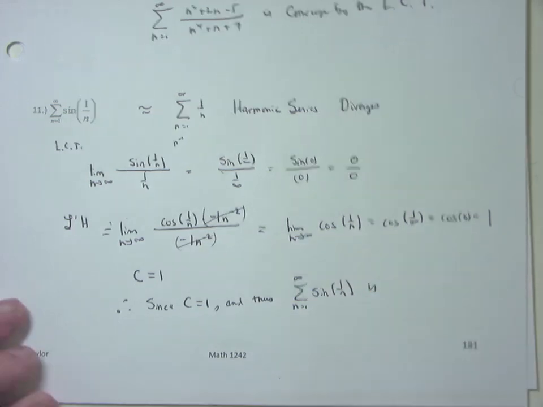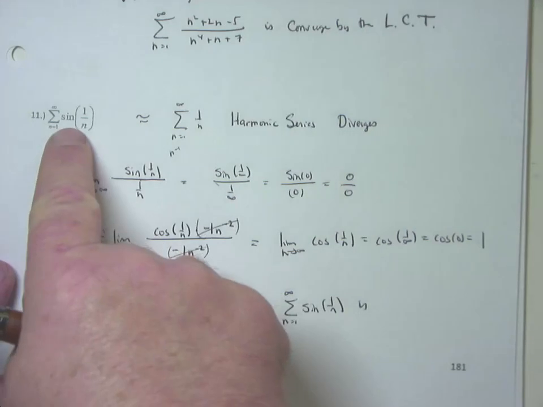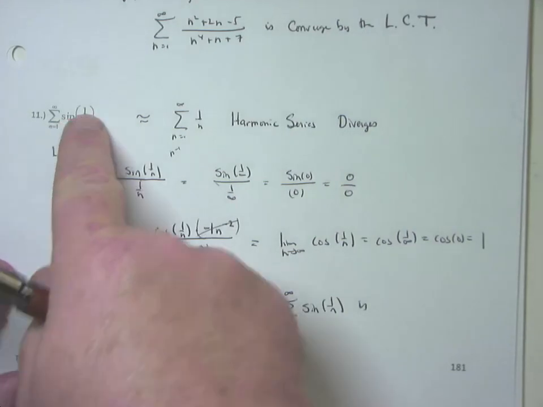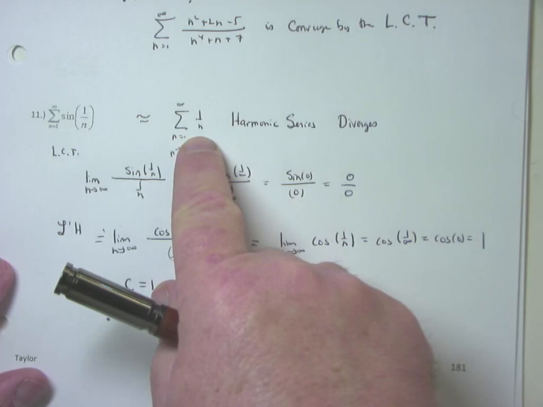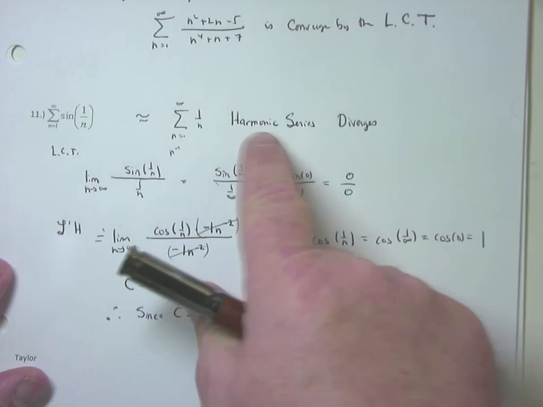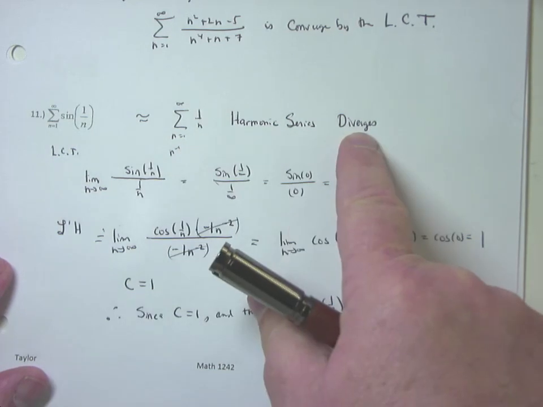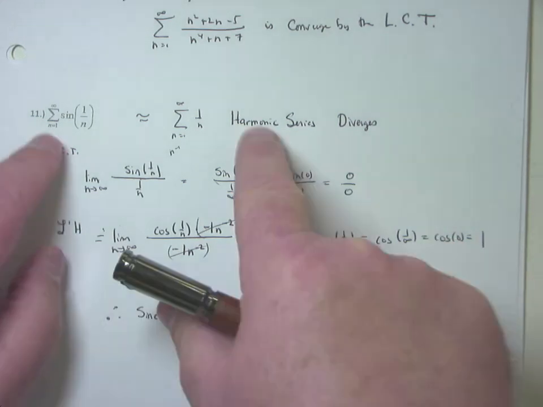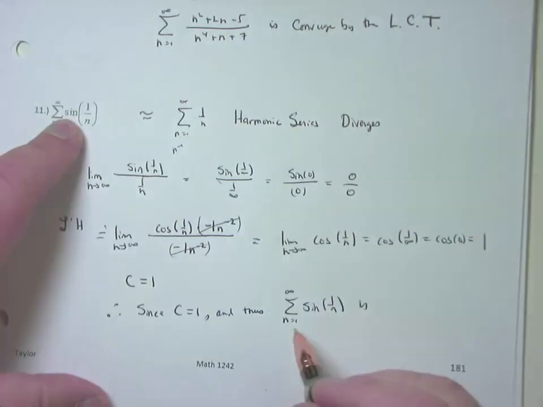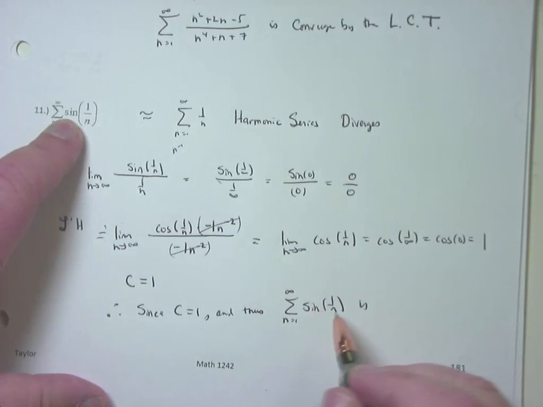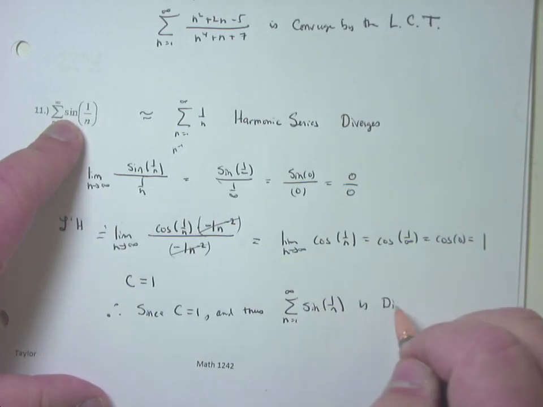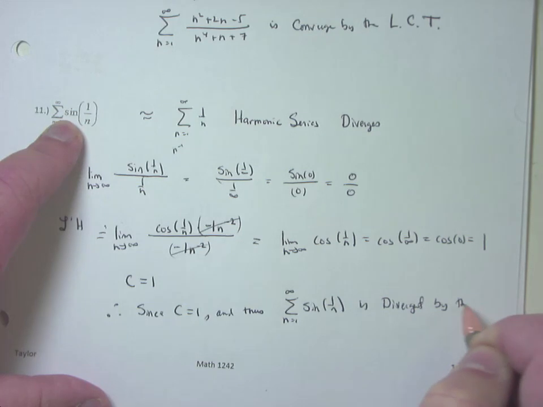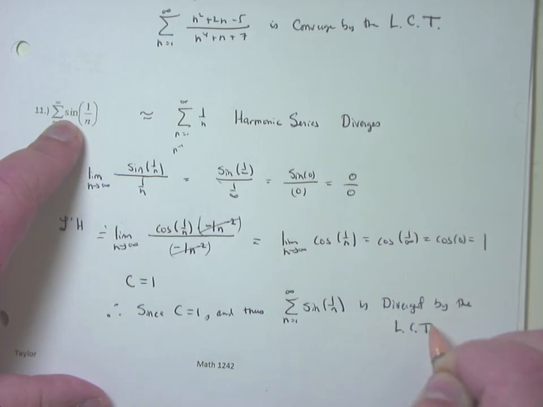Well, what did we compare to? We compared the sum as n goes from 1 to infinity of the sine of 1 over n to the sum of 1 over n. And the sum of 1 over n is the harmonic series, which does what? Diverges. And since I got a limit of a constant, C value is a constant, they're going to do the same thing. So the sum as n goes from 1 to infinity of the sine of 1 over n is divergent by the limit comparison test.